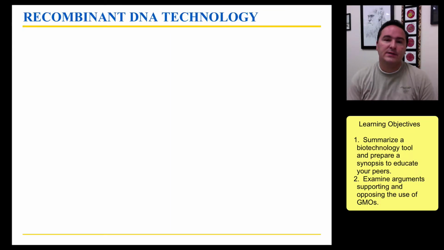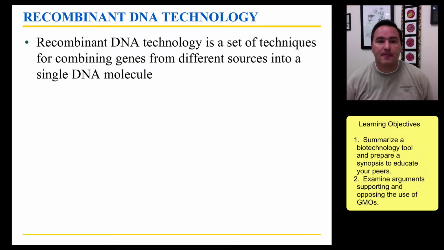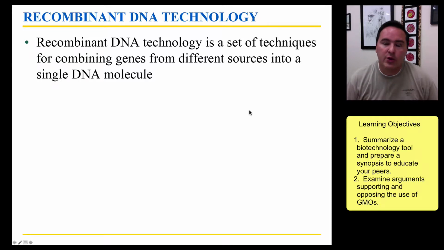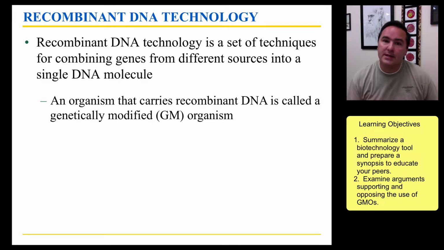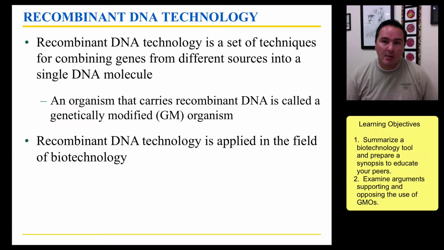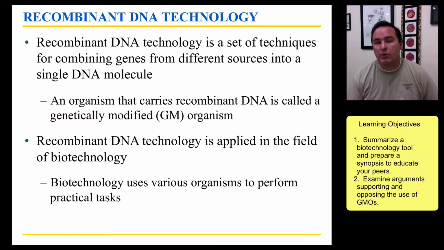Now, the way that this is done is through a DNA technology called recombinant DNA technology. This is a set of techniques where you combine genes from different sources into one DNA molecule, right? So any organism that has DNA from a combined DNA molecule is called a genetically modified organism. Recombinant DNA technology then is becoming a very rapidly progressing field in biotechnology. And so we use this in biotechnology to perform lots of different tasks.